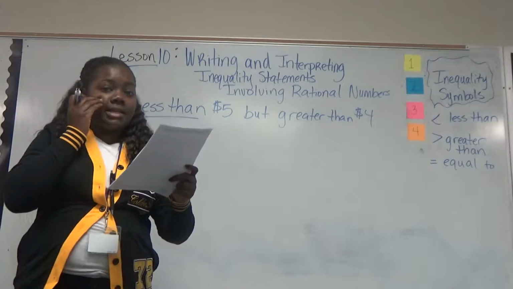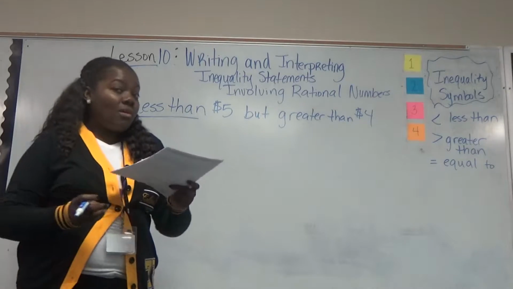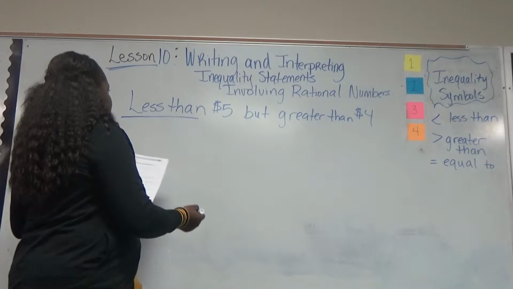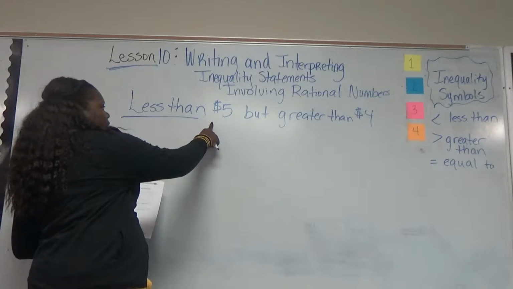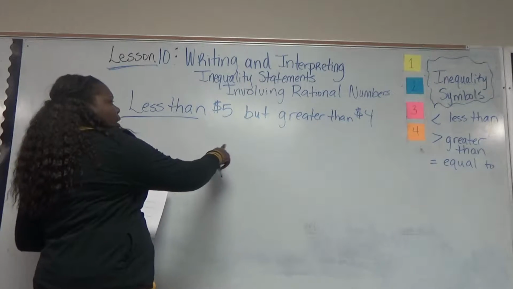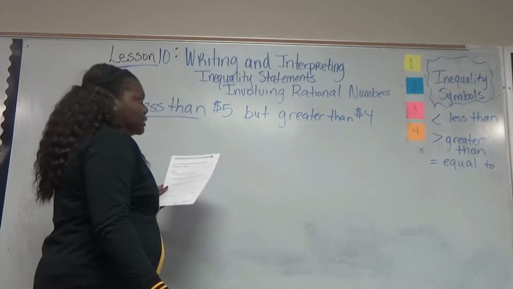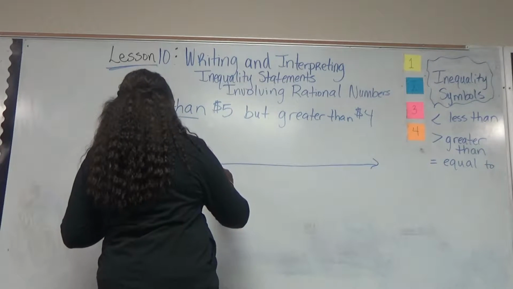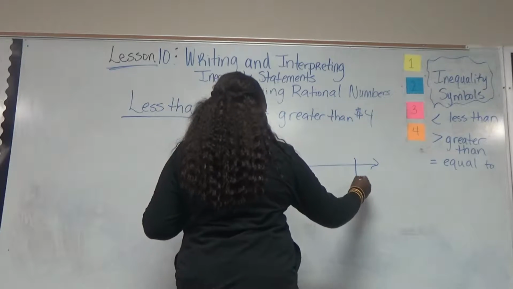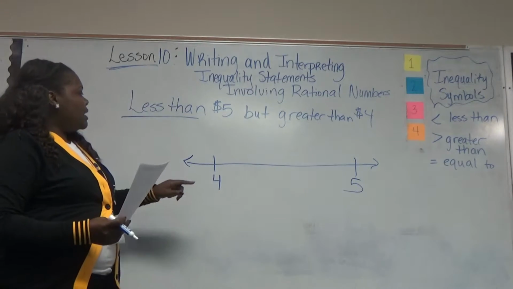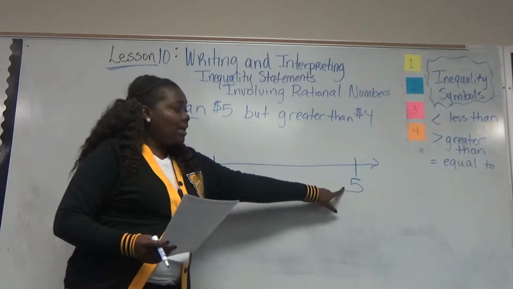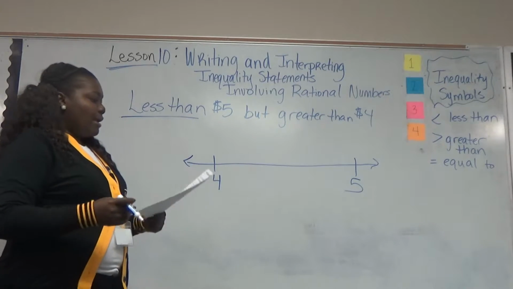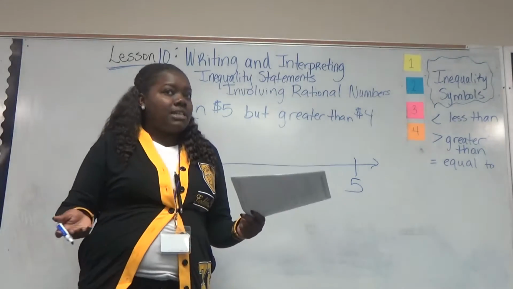On part A, it says, one possible value for the amount of money in my pocket is blank. So I have to be less than $5, but I have to be greater than $4. If I was thinking about a number line, 4 is here and 5 is here. I have to be less than $5, which is here, but greater than $4. So what amount of money could I possibly have?